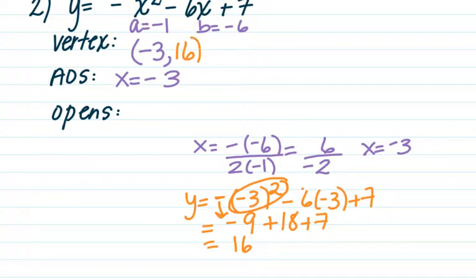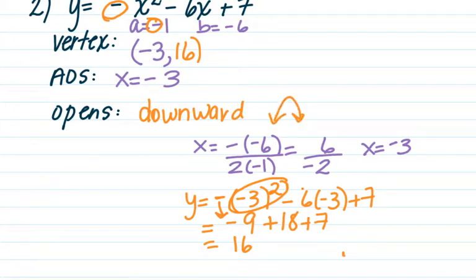All right, how does this open? Well, keep in mind, A has a negative. Whenever it has a negative, it's going to point downward. So you could either write the word down or downward, or you could just draw the parabola pointing down. So in this particular parabola, it's pointing down, so we have a maximum value. And our maximum value would be at the y value of 16. Your maximum, the number has to do with the y value.